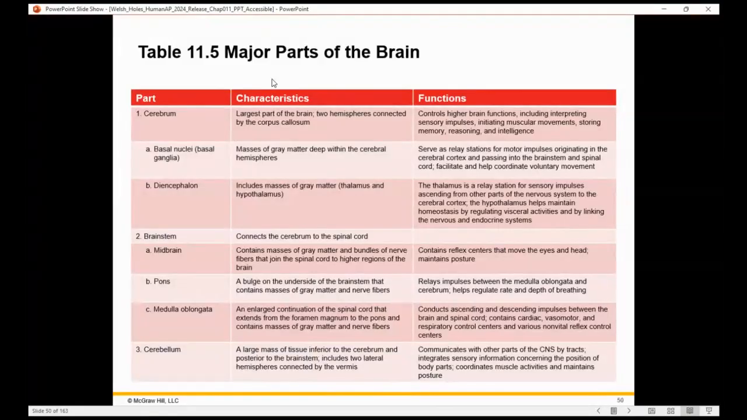All right, table 11.5 summarizes major parts of the brain. It talks about its characteristics and functions that we have already talked about, but you would like to use this table in studying for your upcoming exams.